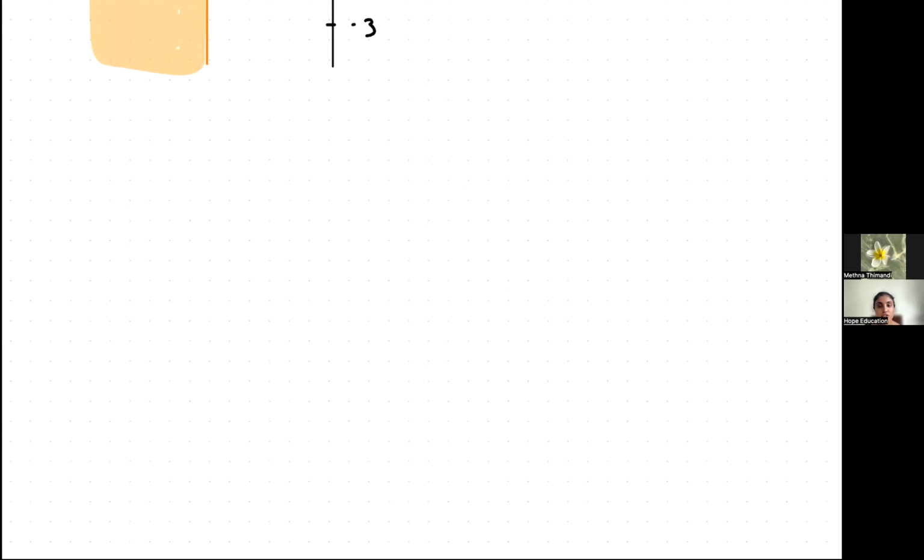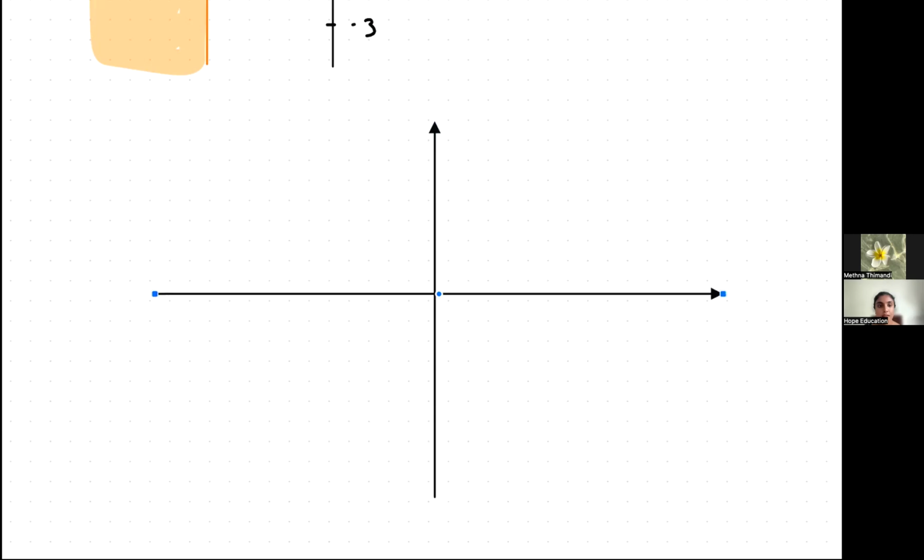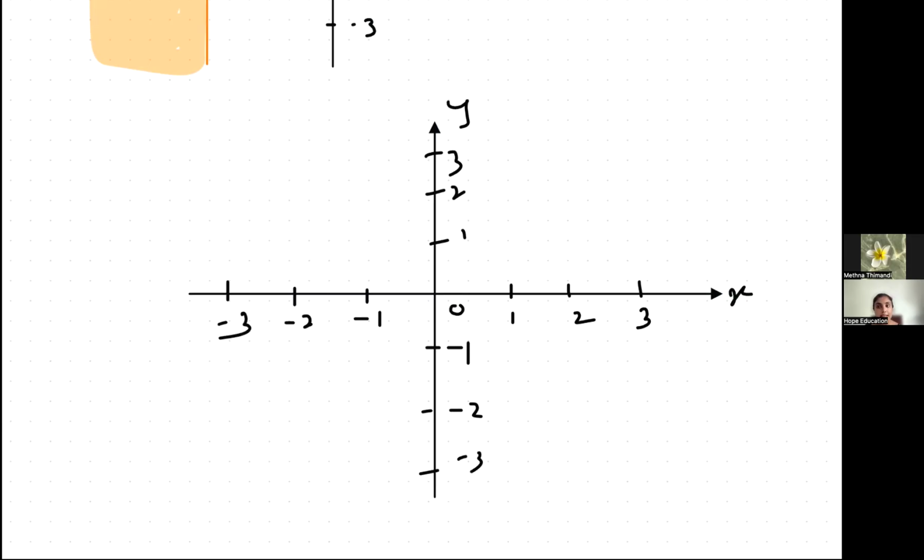Okay. So I will draw a Cartesian plane like this. So this is y, this is x, 0, 1, 2, 3, 1, 2, 3, minus 1, minus 2, minus 3, and minus 1, minus 2, minus 3. What are our two inequalities? y is less than minus 2. So y minus 2 is here. So y has to be less than minus 2, not less than or equal to.